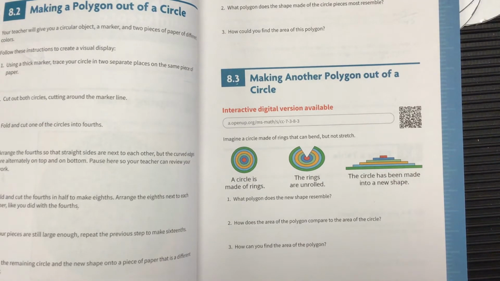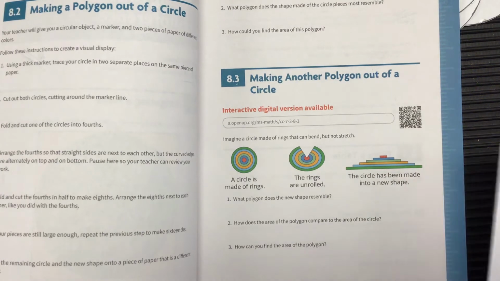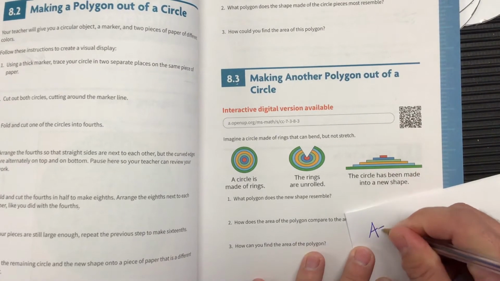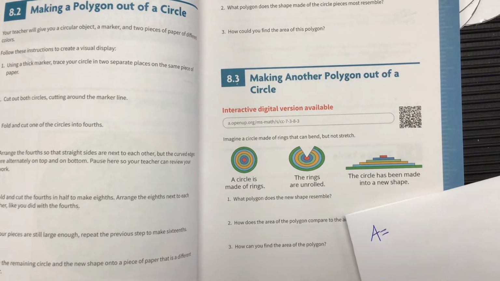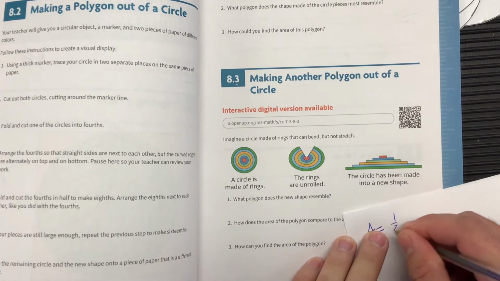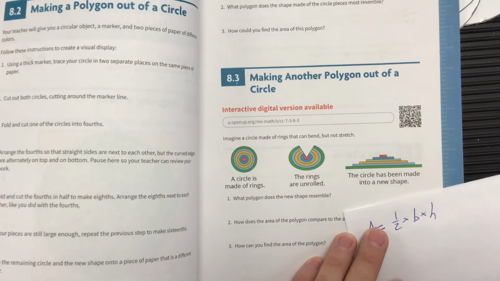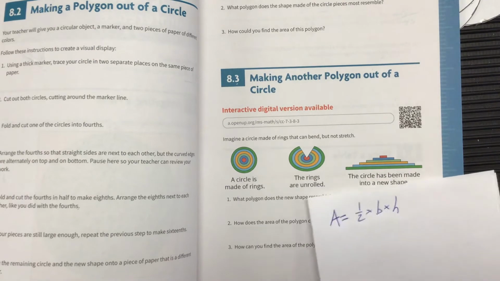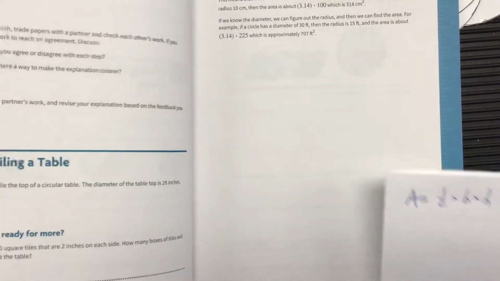Number 3, how can you find the area of the polygon? Boston? Area of a triangle is base times height divided by 2, or 1/2 the base times the height. That's what you should have for number 3. Either one is fine. Base times height divided by 2, or 1/2 the base times the height.